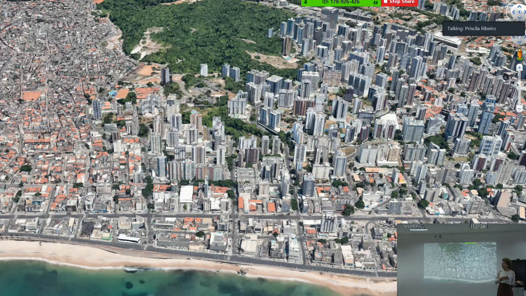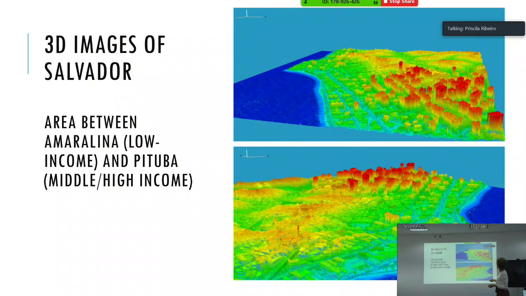So when you look at the same area, this is a 3D image of the city, and here you can see the height. So where people live is very close to the, so in houses or in buildings, very high buildings or a little bit lower buildings. And the idea is indeed to analyze the differences according to the height of the building and where people live. So here in this area is Amaralina and Pituba, and they have very different socioeconomic status.